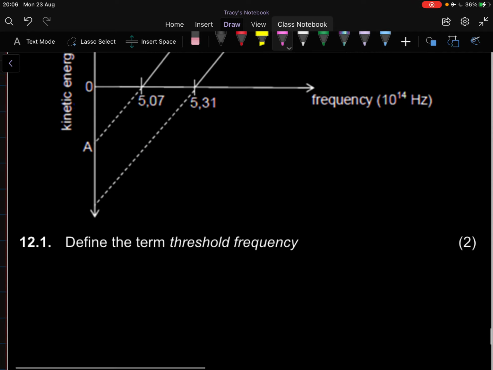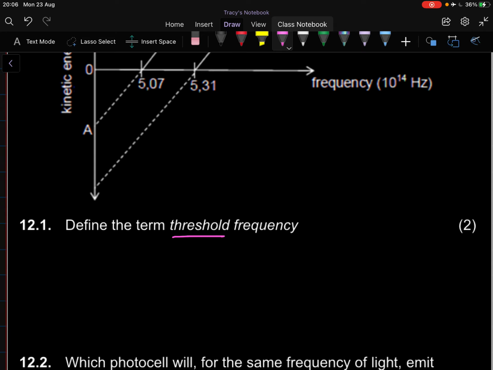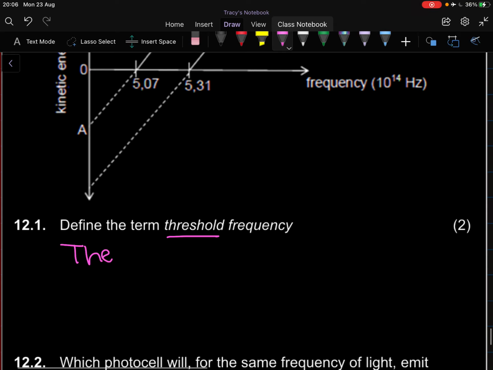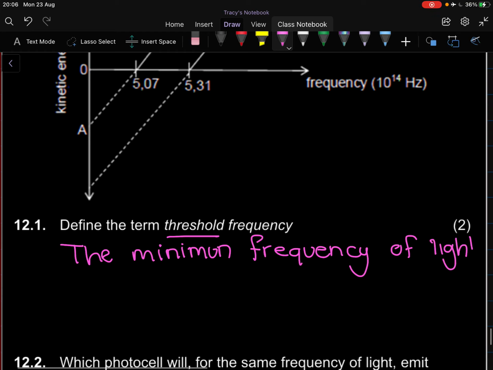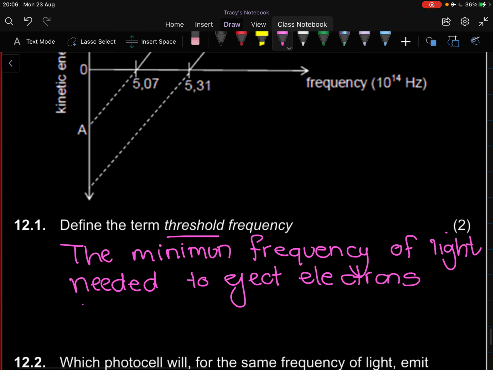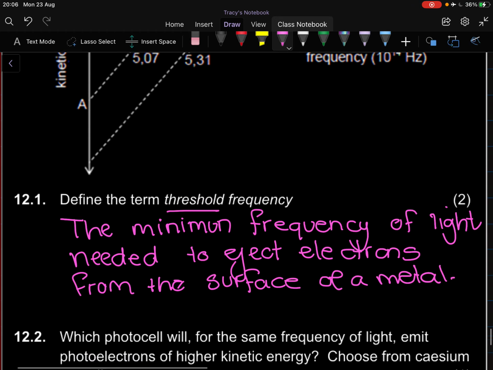First question, define the term threshold frequency. Well, that's the minimum frequency of light needed to eject electrons from the surface of a metal. Okay, great.